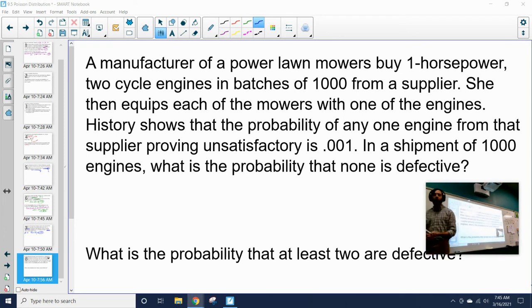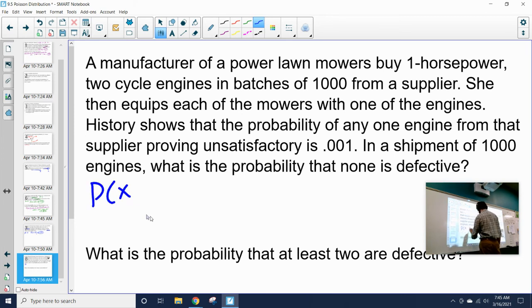Now, this question is a little bit harder because if we look at the information here, we're looking for the probability that none are defective, which means x equals 0. There are no defective engines.